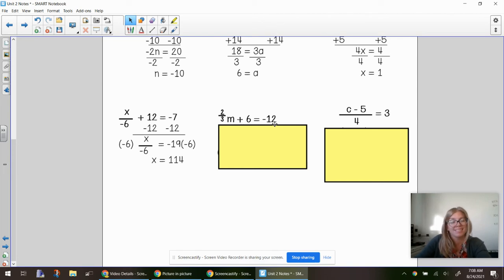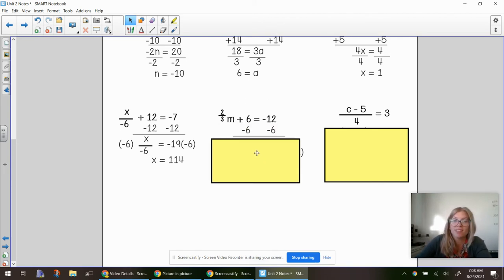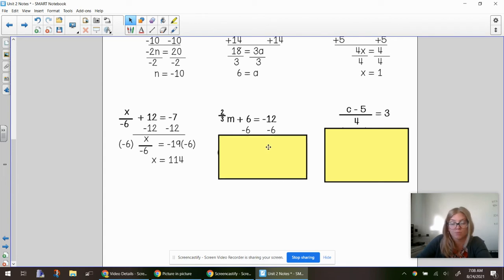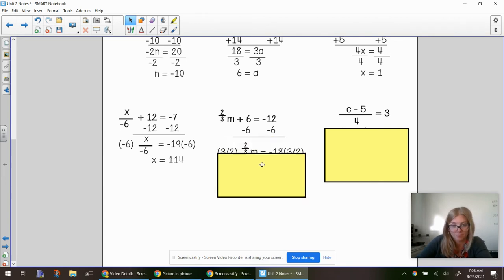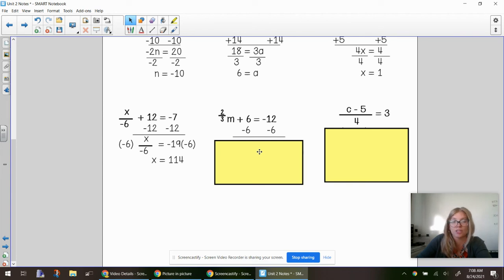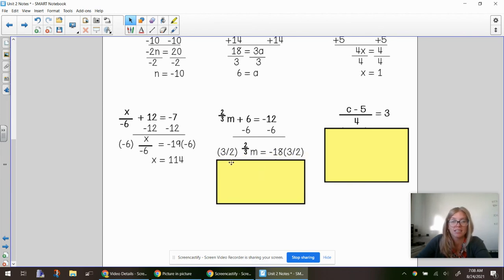2/3 m plus 6 equals negative 12. I always start by undoing addition and subtraction. So I'm subtracting 6 first from both sides of the equal sign. That gives me 2/3 m equals negative 18. To undo 2/3 that's being multiplied to m, I need to divide by 2/3. And to divide a fraction, I multiply by the reciprocal. So I'm multiplying both sides by 3/2, and that gives me negative 27.